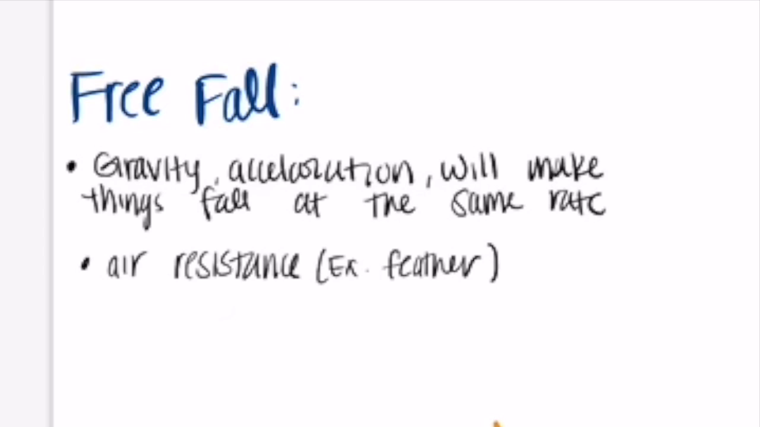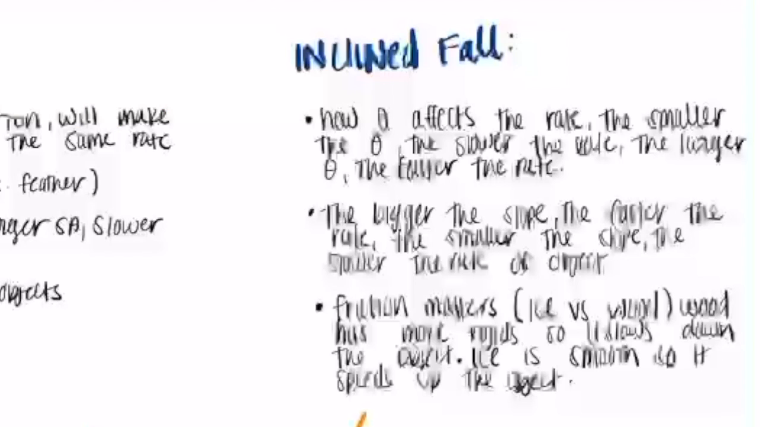The second thing we want to talk about is the inclined fall and how the angle affects the rate at which the object falls and slides on the surface. The factors that play a role in this inclined fall are the slope and the friction.